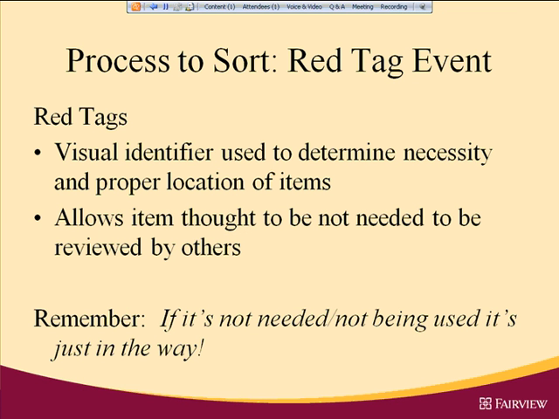Now the process to sort, the red tag event. What's nice about the red tags, they're a visual identifier that are used to determine necessity and the proper location for items. This allows items thought to not be needed to then be reviewed by others and have a discussion. This reminder point on the bottom of the slide: if it's not needed and not being used, it's just in the way. We get better with practice on that. So again, it's keeping what's necessary at hand.